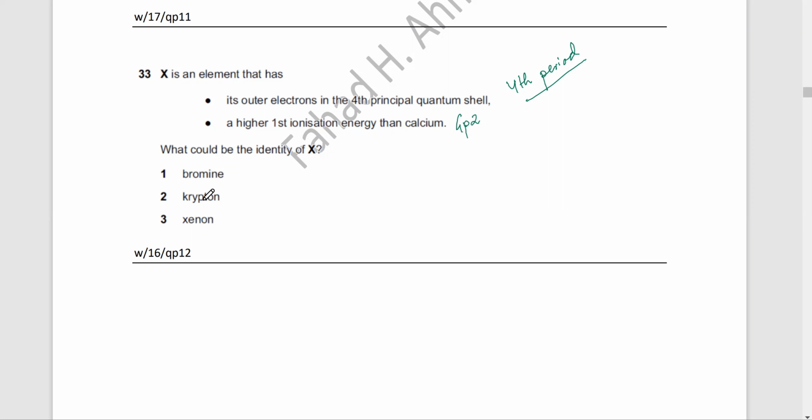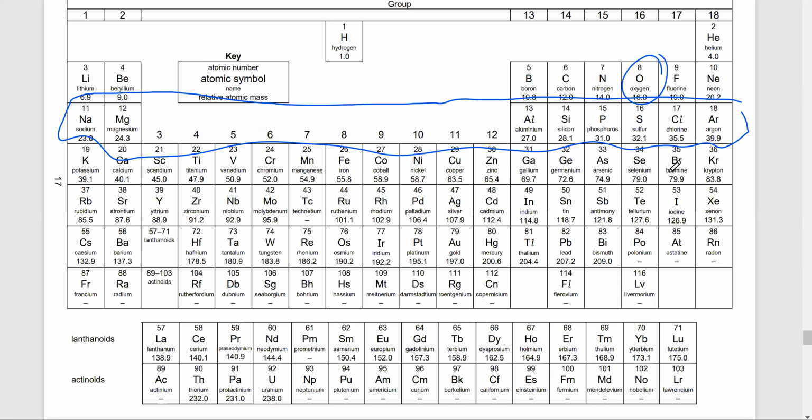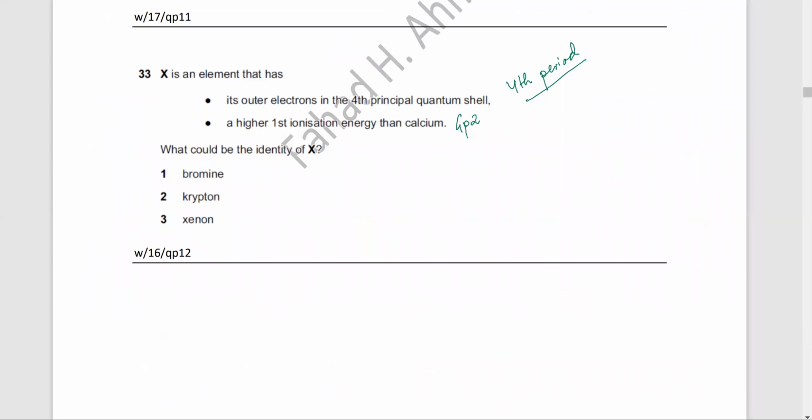So bromine, krypton, xenon, first thing, I'm going to check whether they are in the fourth period or not. So bromine, krypton, and I don't know where xenon is. Xenon is below that. So xenon is out. It can't be xenon, fourth period. One, two, three, and this is your fourth period. So bromine and krypton, I'm going to take them. Xenon is out because it's not even in the fourth period.